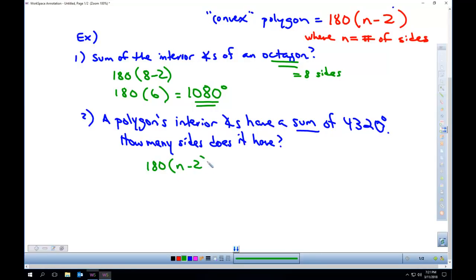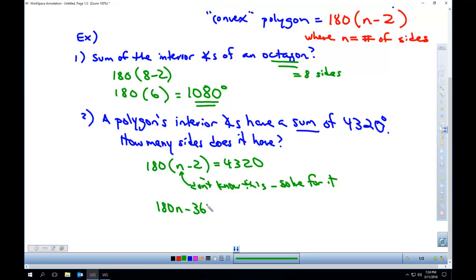So 180 times n minus 2, remember that's our formula. And now I'm giving you the total, so I'm going to plug that in over here. That equals 4,320. Alright, so our unknown is n, the number of sides. That's what we're looking for. Alright, so algebraically, how are you going to go about solving this? Okay, a couple different ways you could do. I'm going to distribute. I'm going to say 180 times n, and then 180 times a negative 2, and that equals 4,320. Add my 360 to the other side to get 4,680.